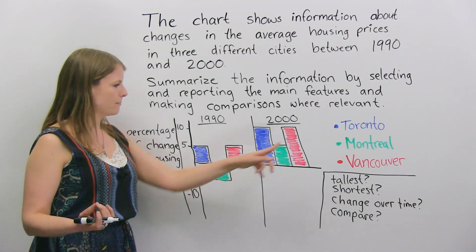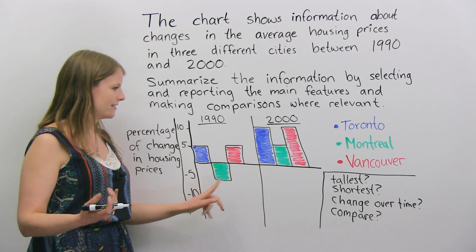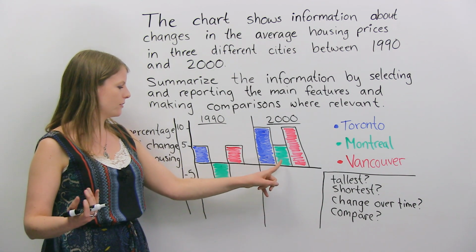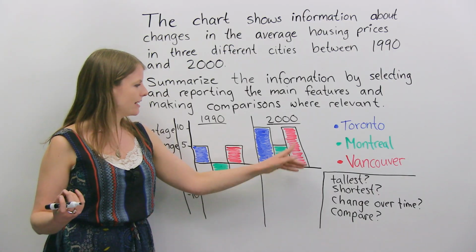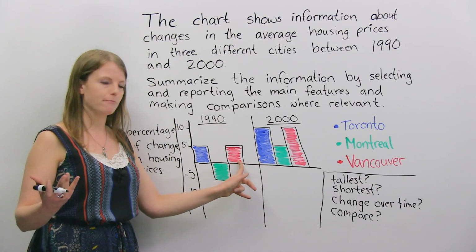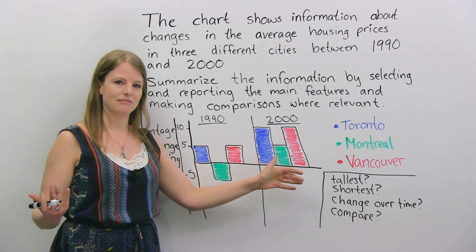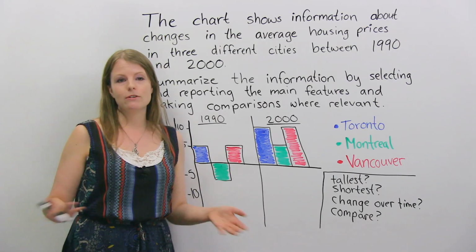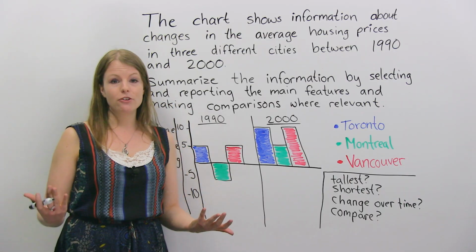I can also look at Montreal. Montreal here is in the negatives. It's -5% compared to here in 2000, which is 5%. So it's a positive number. And then we can look at red, which represents Vancouver. This is the same as Toronto, it's 5%. And this is, again, the same as Toronto, 5%. So you can start by asking yourself some questions, okay? What are you looking at?